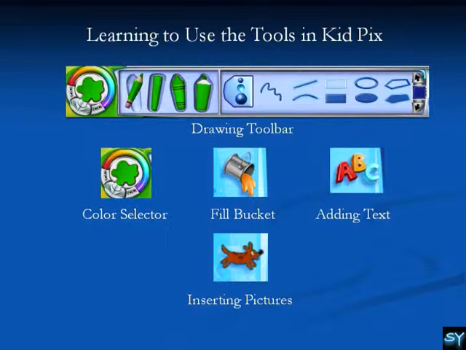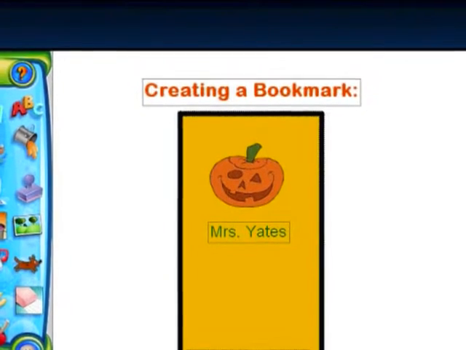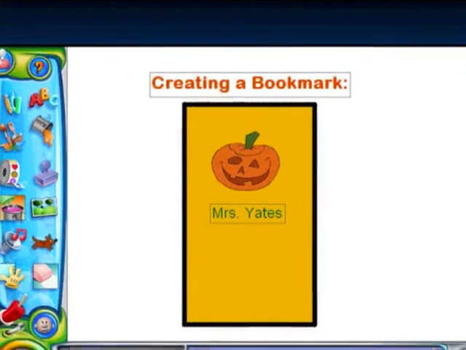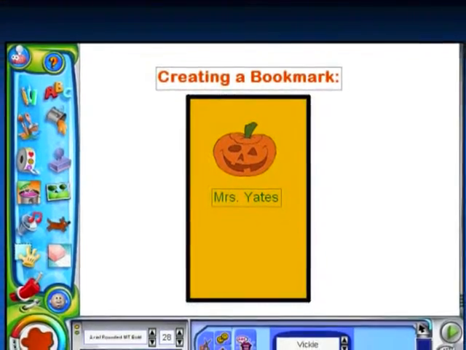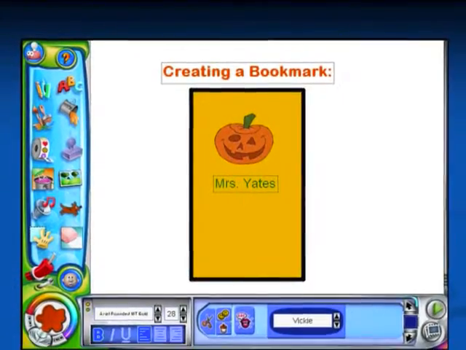And finally, we'll use one of the icons that allows us to insert pictures and graphics. We'll be adding a jack-o'-lantern to our bookmark this week. This is my example of the bookmark we'll be creating this week. After we print our bookmarks, we'll be ready to cut them out and start using them while reading our favorite books.